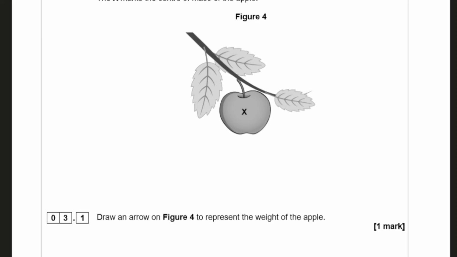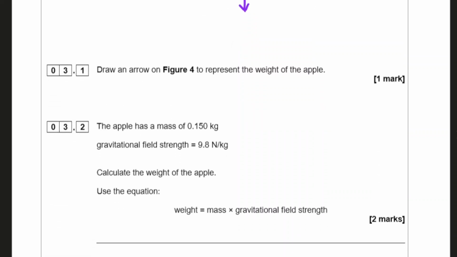Draw an arrow on figure 4 to represent the weight of the apple. Now, the weight of the apple is going to be acting downwards, so you'd want to start from X, and as long as the arrow is pointing downwards, that should be fine. The length of the arrow doesn't matter here because they haven't given the value.